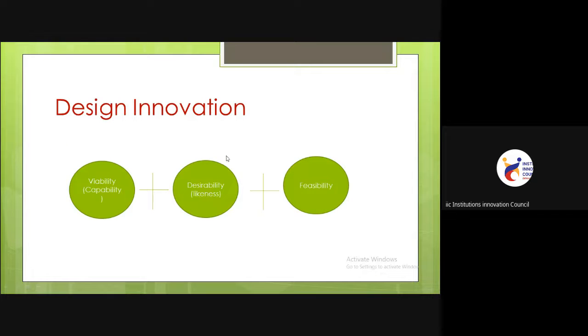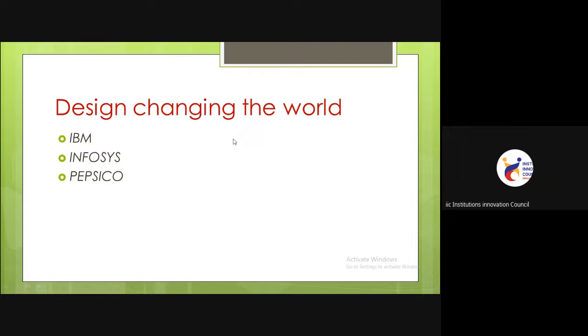Next, we are coming to design innovation. We have seen design thinking; now we are coming to design innovation. Usually, in design innovation, viability, that is capability plus desirability plus feasibility, gives you the innovation. Design is changing the world. Companies like IBM, Infosys and PepsiCo are world-renowned in IT and marketing products. These companies are recruiting more people, especially for design thinking and innovation.